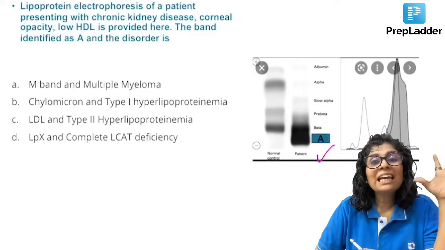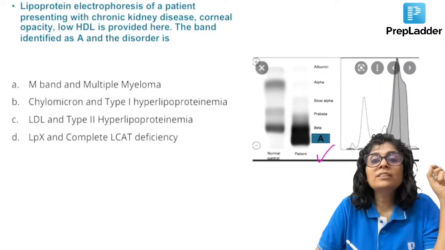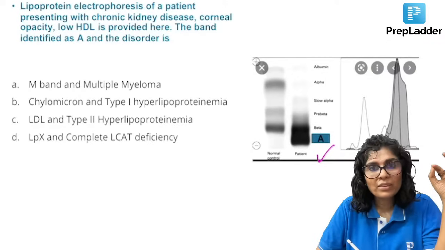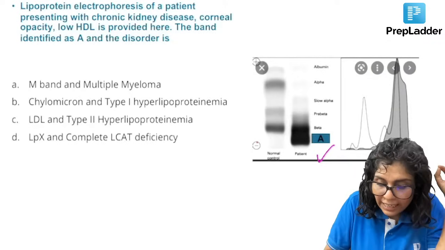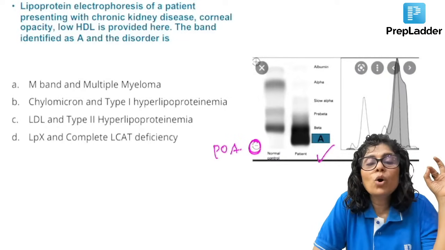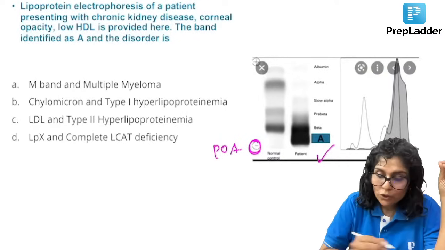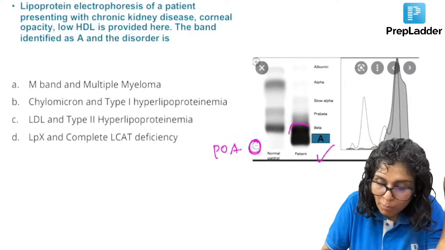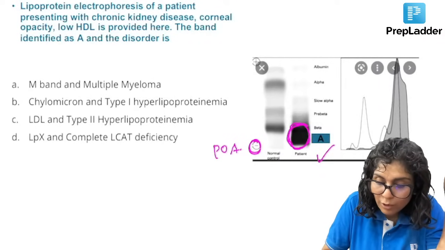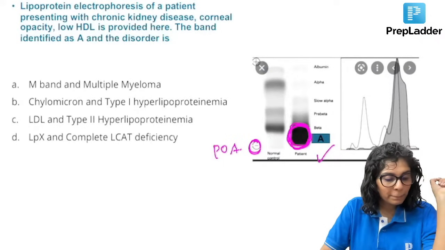And whenever you see electrophoresis pattern, you have to find out which is the point of application, right? Wherever you see a negatively charged electrode, that will be the point of application. That is, a serum or plasma is applied close to the negatively charged electrode. So what you see here as A is a band that is close to the point of application. And what is the answer here?